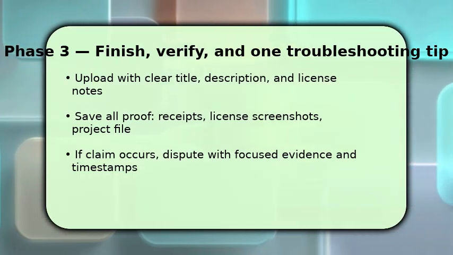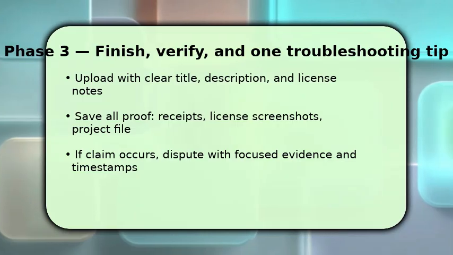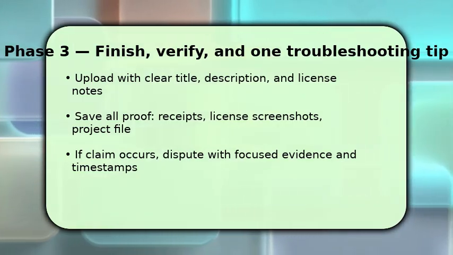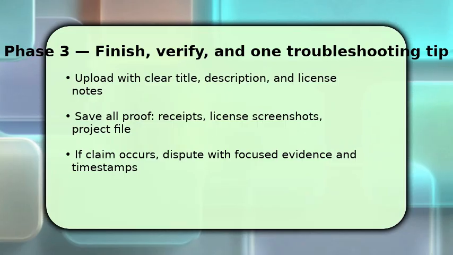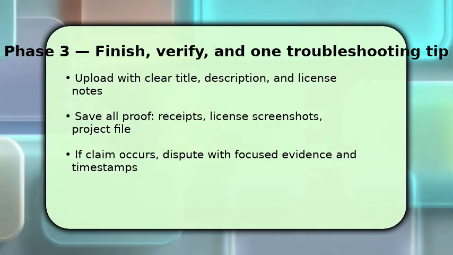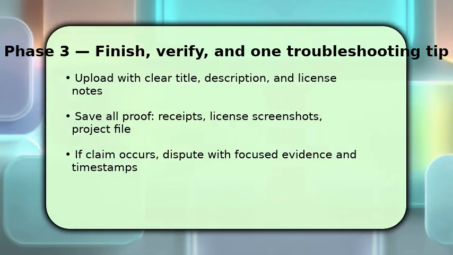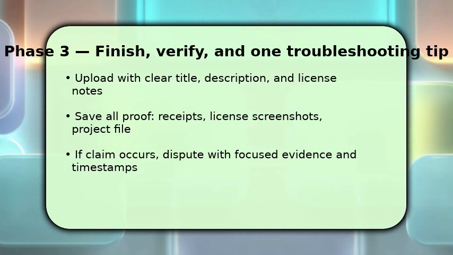If a claim appears, respond quickly. Gather your license proof, timestamps, and the project file, then file a focused dispute explaining transformation or licensed permission. One troubleshooting tip: if content gets blocked repeatedly, remove the flagged element and replace it with a royalty-free or original alternative.